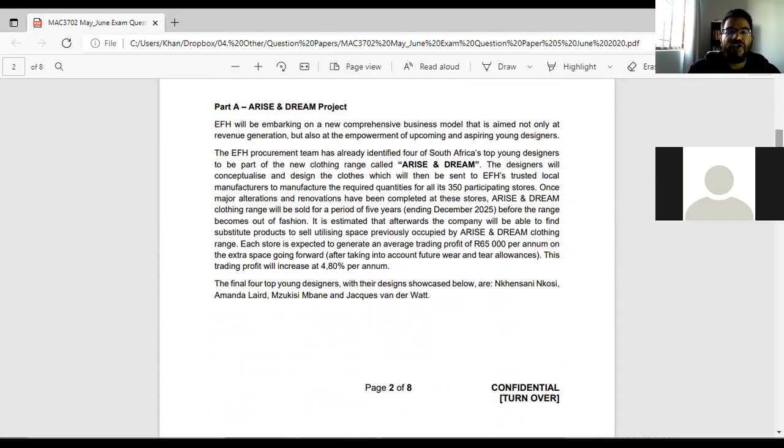EFH will be embarking on a new comprehensive business model that is aimed not only at revenue generation, but also at empowerment of upcoming and aspiring young designers. The EFH procurement team has already identified 4 of South Africa's top young designers to be part of the new clothing range called Arise and Dream. The designers will conceptualize and design the clothes, which will then be sent to EFH's trusted local manufacturers to manufacture the required quantities for all its 350 participating stores.